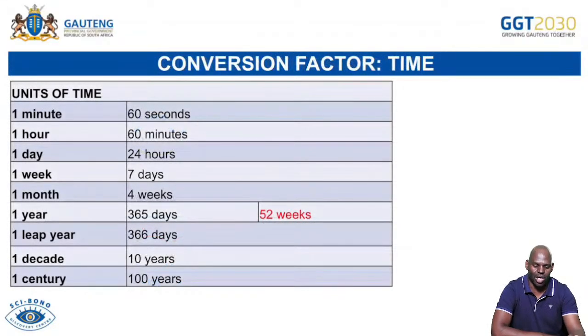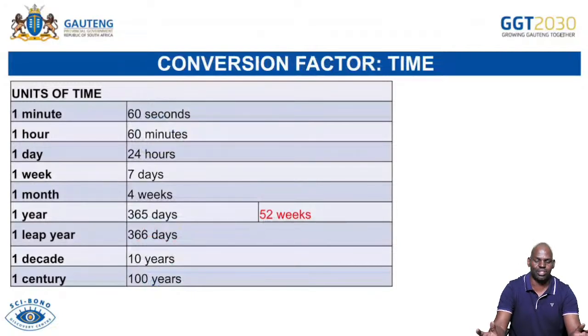Conversion factors with regard to time: again, we need to know that 1 minute is equal to 60 seconds. So if you convert from minutes to seconds, you multiply by 60. 1 hour is equal to 60 minutes. If you convert from hours to minutes, you multiply by 60, and the other way around is division. 1 day is 24 hours, 1 week is 7 days. If it's a school week, we know that it's 5 days. 1 month is about 4 weeks. It might be 4 weeks and some few days, but we estimate it to be 4 weeks.